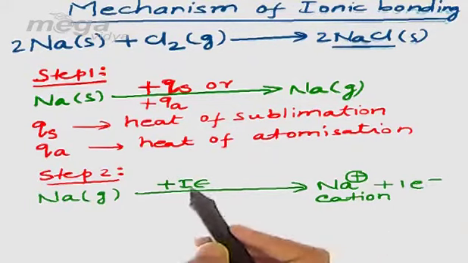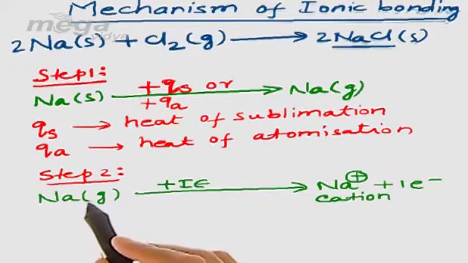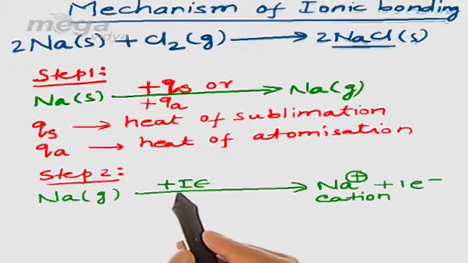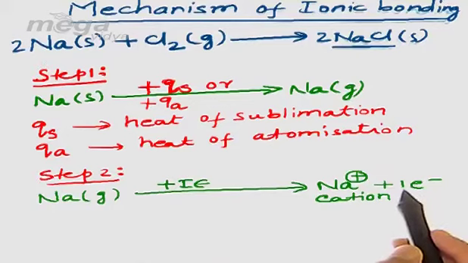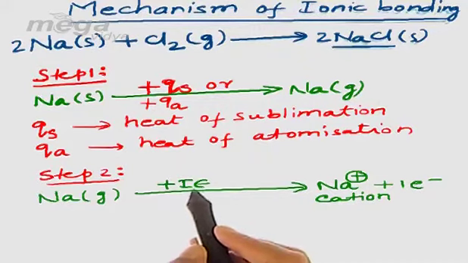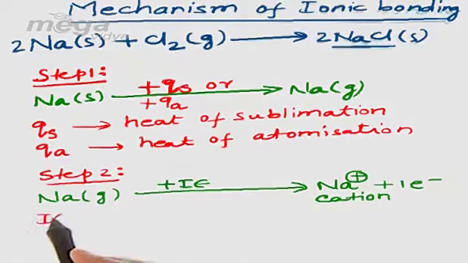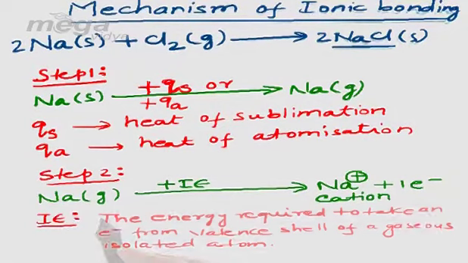cation. Now here ionization energy has a plus sign, because the system or sodium gas is absorbing energy to undergo the loss of electron from its valence shell. So we will be representing a positive sign before IE, which represents ionization energy. Ionization energy can be defined as the energy required to take an electron from the valence shell of a gaseous isolated atom.